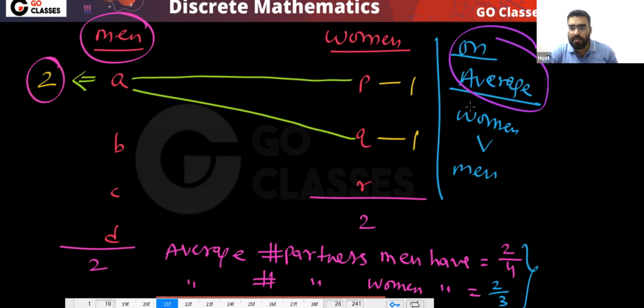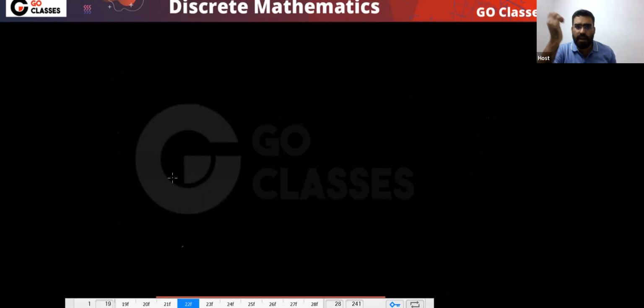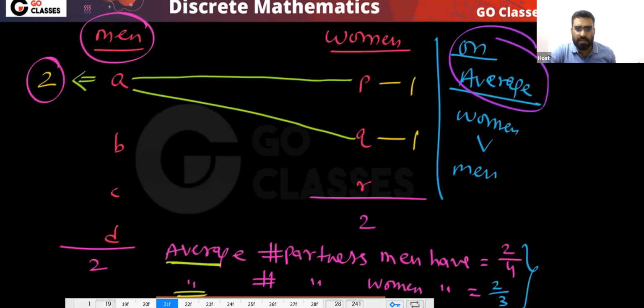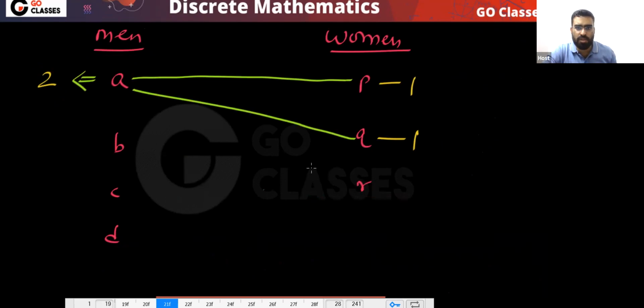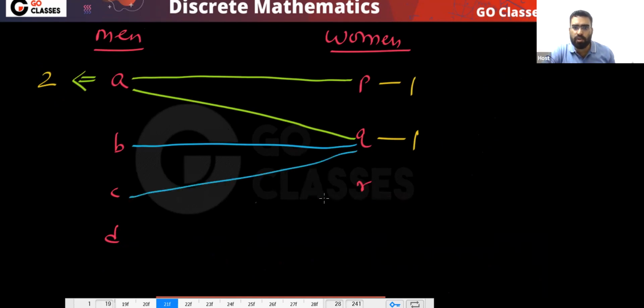But still you can notice the average number of partners for men is less than the average number of partners for women. And the reason is very simple: there are fewer women and more men. Now let's assume that Q and B are also partners. Let's assume Q and C are also partners. Let's assume Q and D are also partners. Something like this.